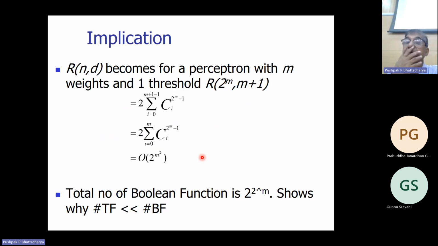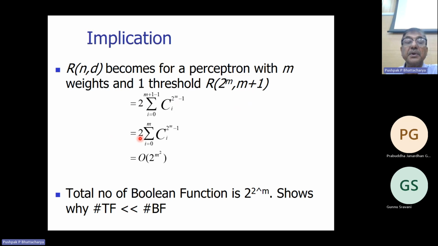Now, what is the implication of this? For a perceptron with m weights and 1 threshold, R(n, d) becomes R(2^m, m+1). Okay. So 2^m hyperplanes passing through origin, and the dimension being m plus 1. Why m plus 1? m weights and 1 threshold. Okay. And why 2 to the power m? Because x's can take 2^m values. And this would be equal to 2 into the sum over i equal to 0 to (m plus 1 minus 1), of (2^m minus 1 choose i).